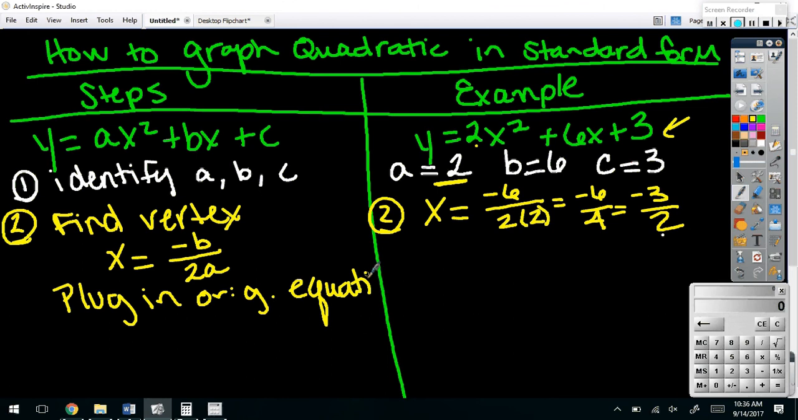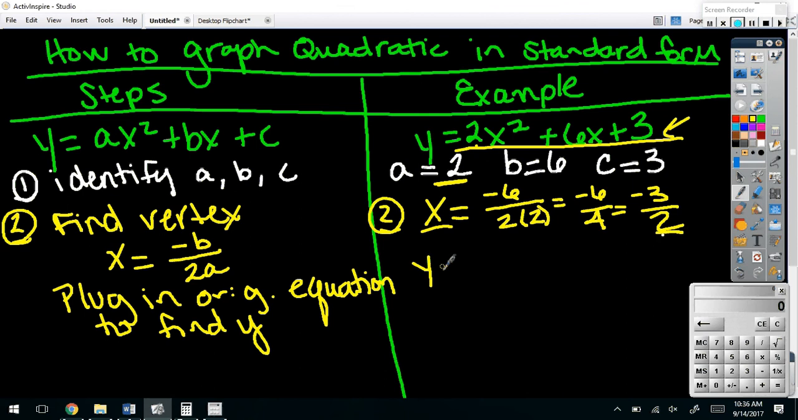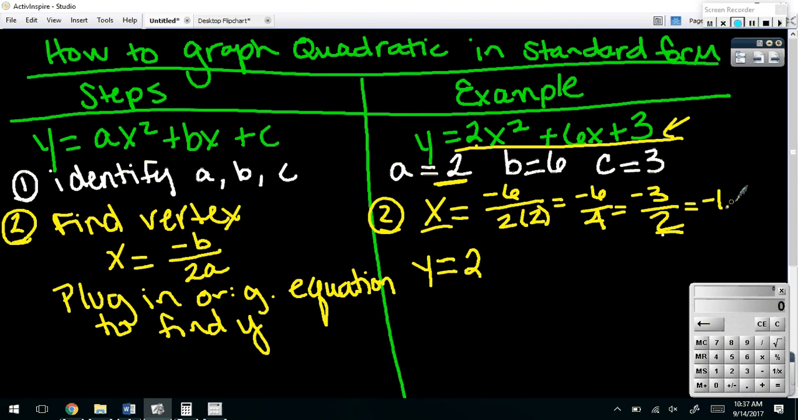This is still part of step 2, finding the vertex. To find y, okay? Now look, because this is going to be difficult. I have a fraction, and I'm plugging into this equation. But where are you plugging it in at? x equals this, so for every x, I'm going to plug in -1.5, or -3 over 2.